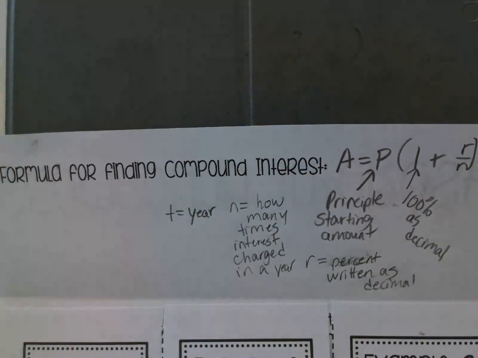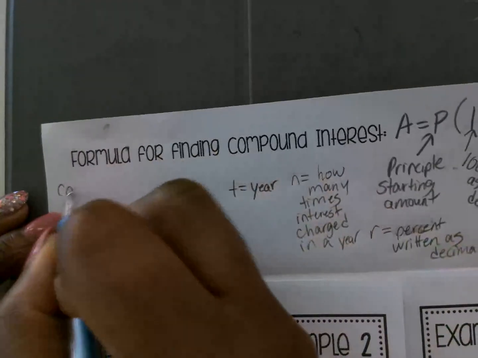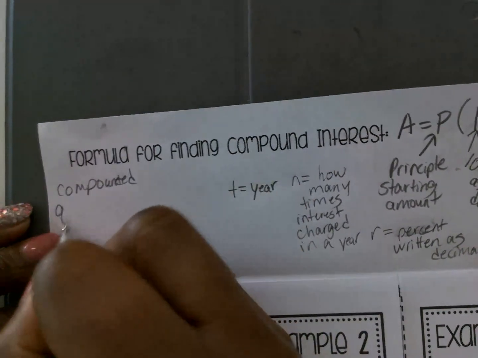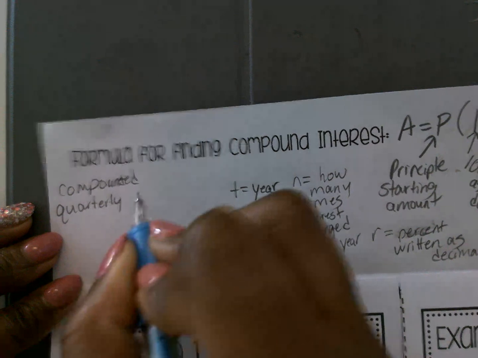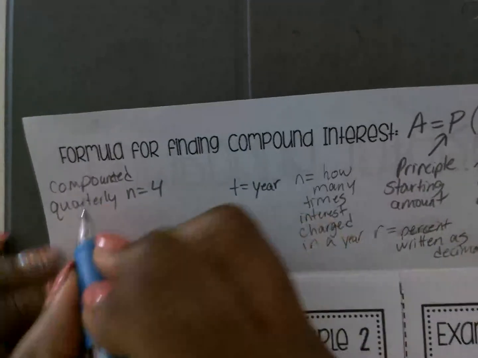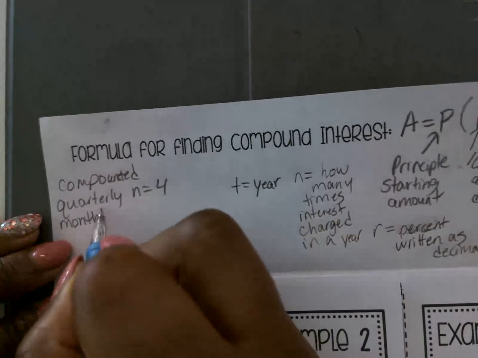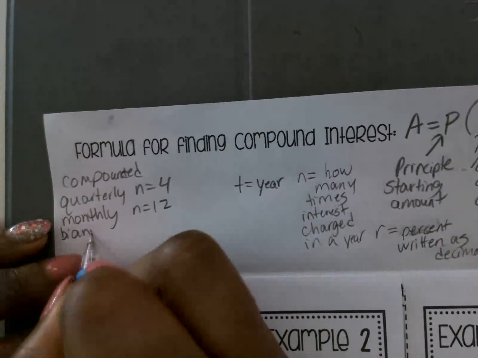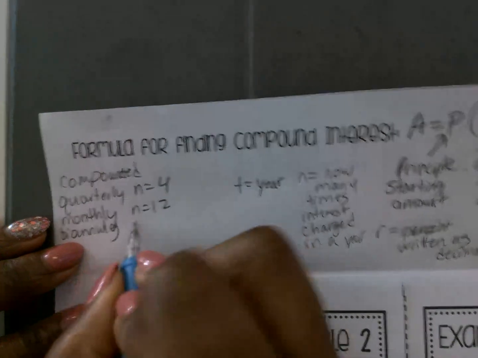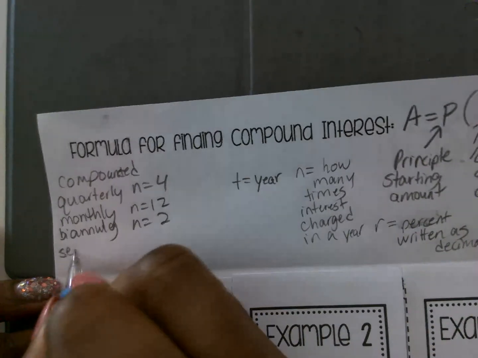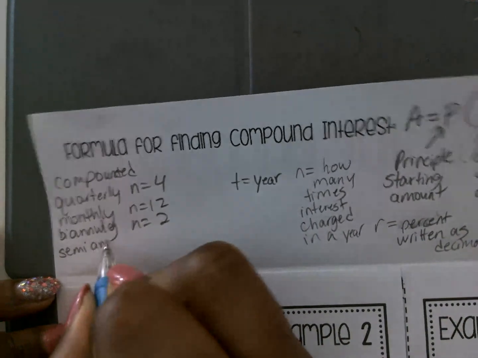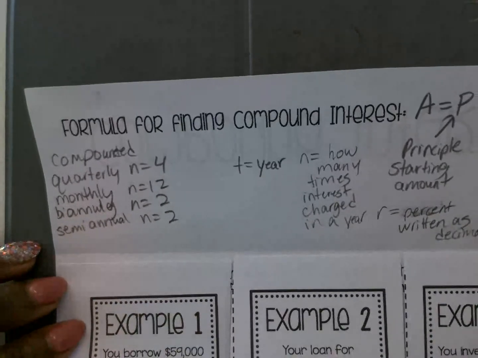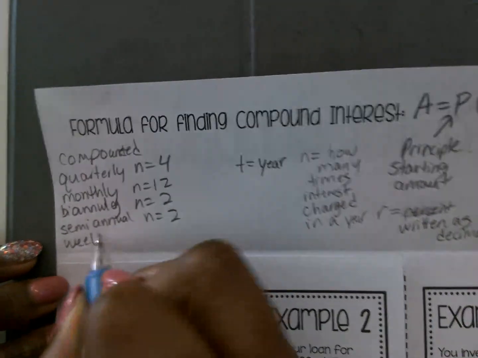Any questions? All right, compounded. If it says compounded, what did I say? Quarterly. If it says compounded quarterly, that means n is equal to 4. If it says compounded monthly, what's n equal to there? 12. If it says compounded biannually, 2. N is equal to 2. And the same, and this sounds weird, but semi-annually is also 2. It's crazy. What's another one? Weekly. What did we say weekly was?